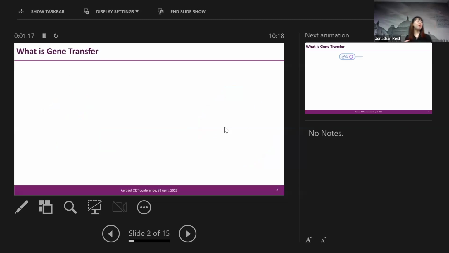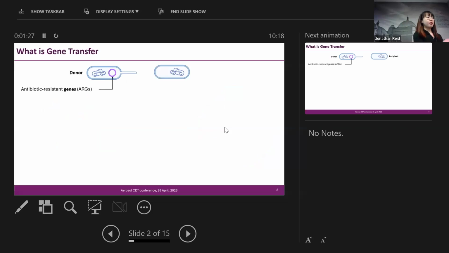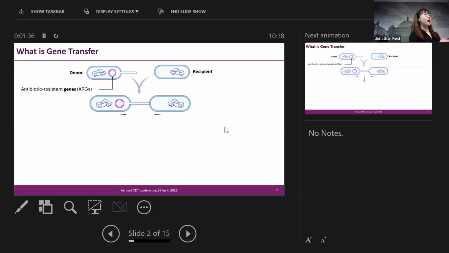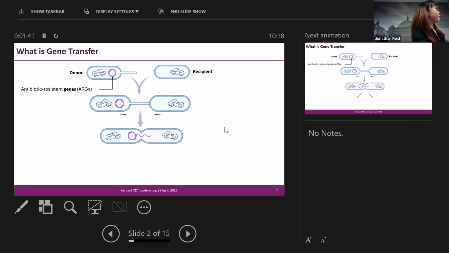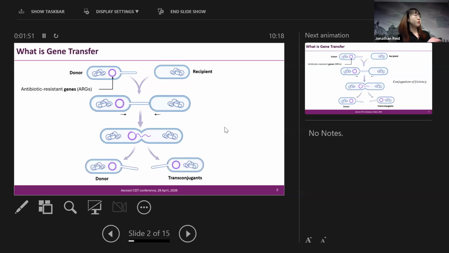Okay, let's give a brief introduction to what gene transfer is. Here we have a bacterium with resistant genes, and we call it the donor. We also have a bacterium without the gene, it's empty, so we call it the recipient. When they come into contact, gene transfer happens. The resistant genes transfer from the donor to the recipient, and now this recipient has acquired the resistant genes. We call it the transconjugant.